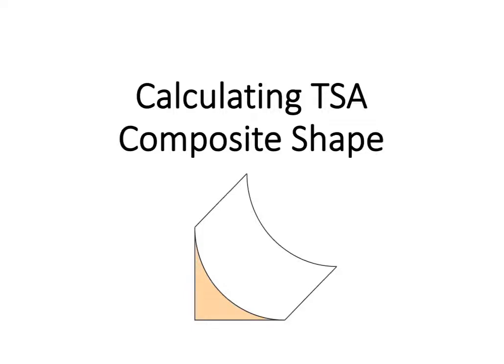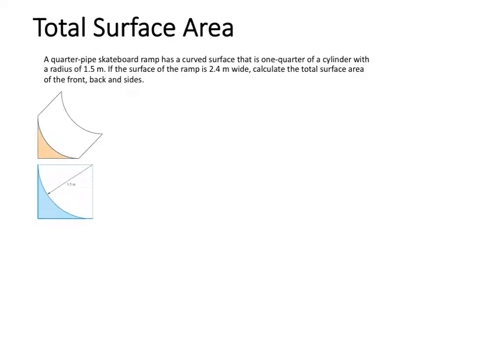In this video, we're going to have a look at how to calculate the total surface area of a composite 3D shape. A quarter pipe skateboard ramp has a curved surface that is 1/4 of a cylinder with a radius of 1.5 meters. If the surface of the ramp is 2.5 meters wide, the question is asking us to calculate the total surface area of the front, the back, and the sides of the skateboard ramp.